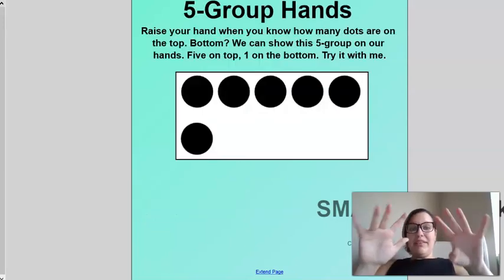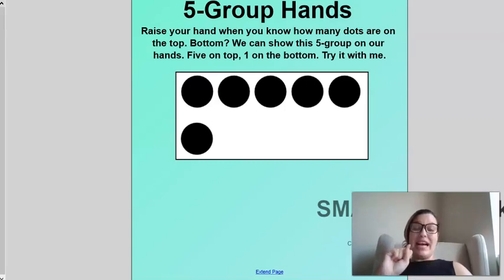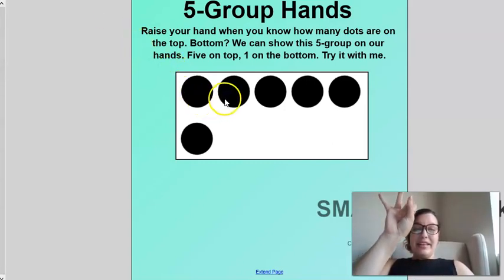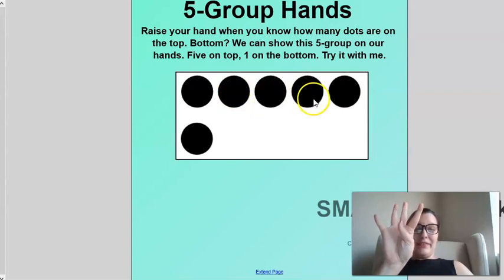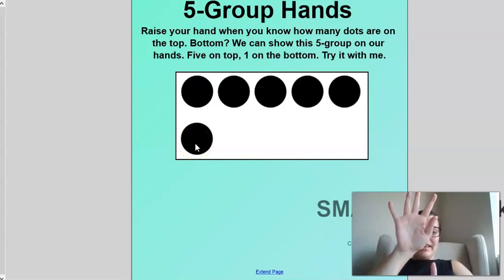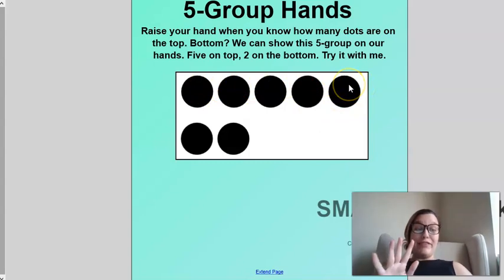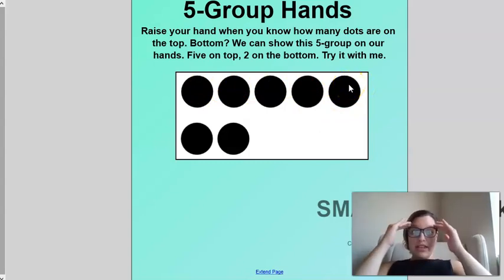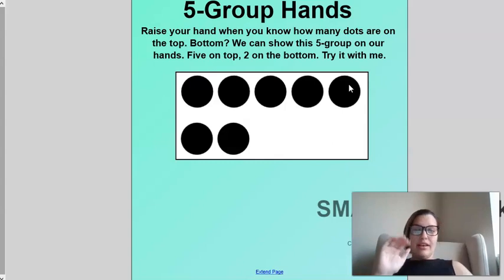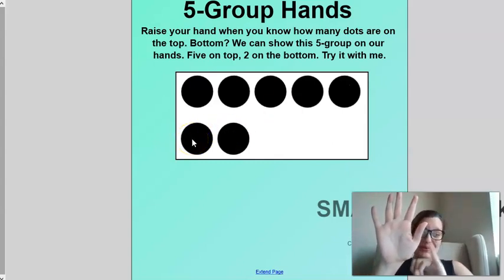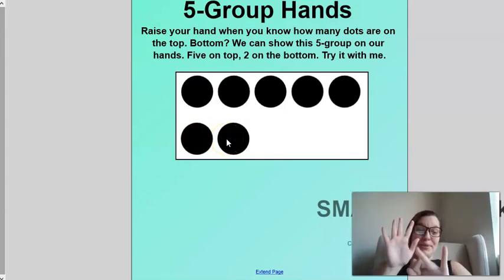We're going to get our hands ready, and we're going to count the dots on top. 1, 2, 3, 4, 5. And how many dots on the bottom? 1. So I got 5 on top, 1 on the bottom. How many is this again? 5. Good job. We're starting to subitize. Our brain is starting to realize that that is always 5 on the top. And how many on the bottom? 1, 2.